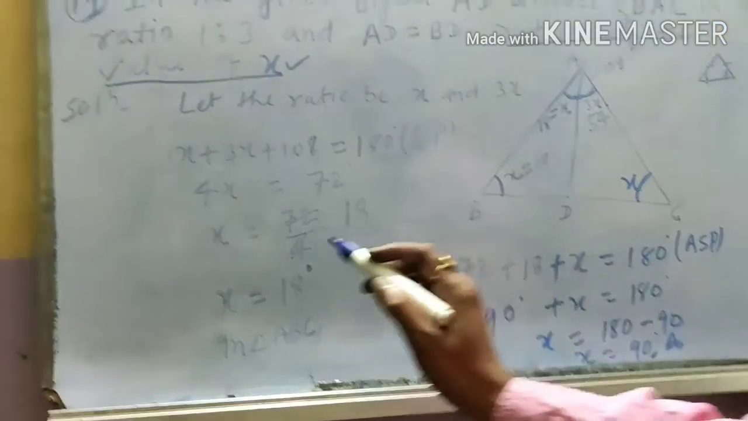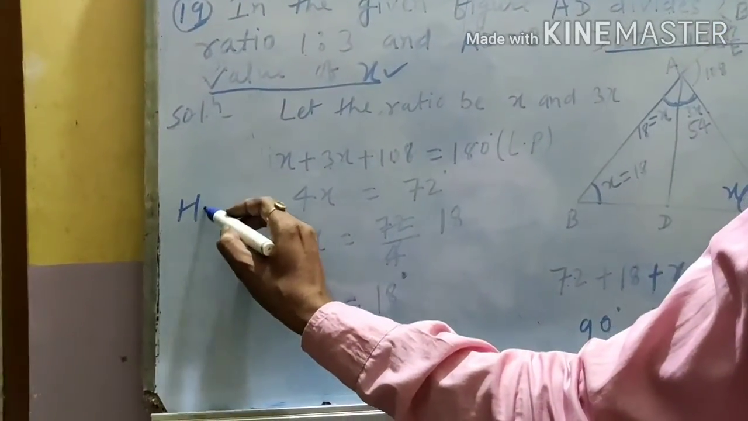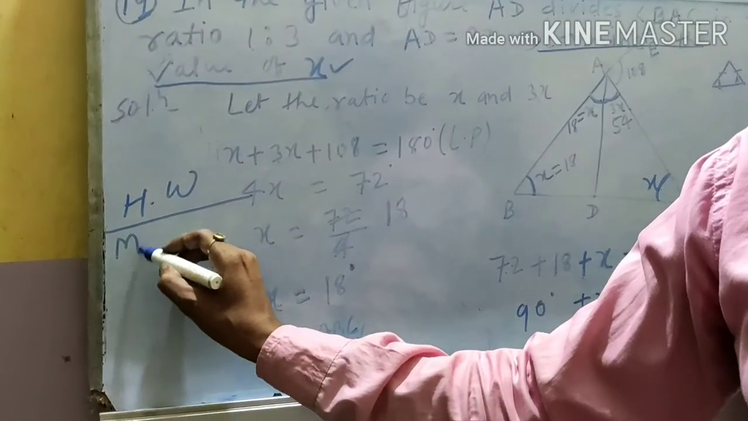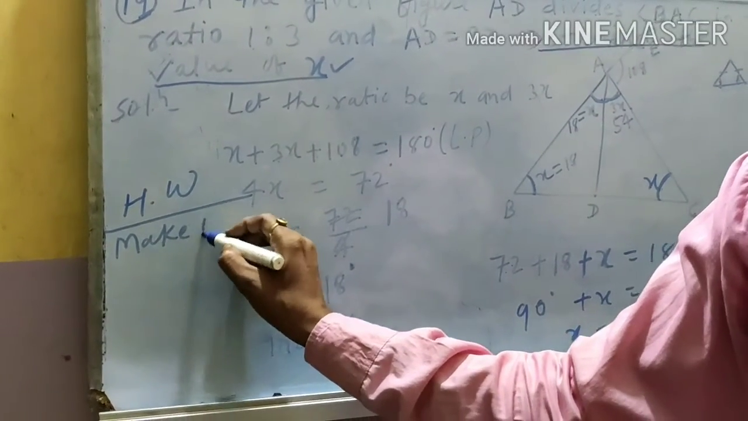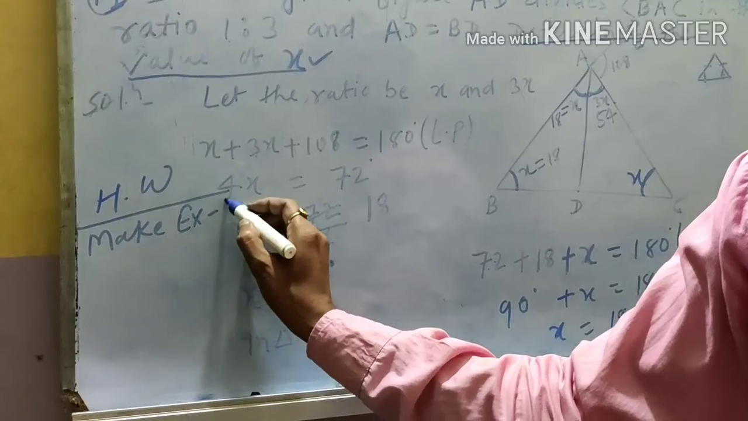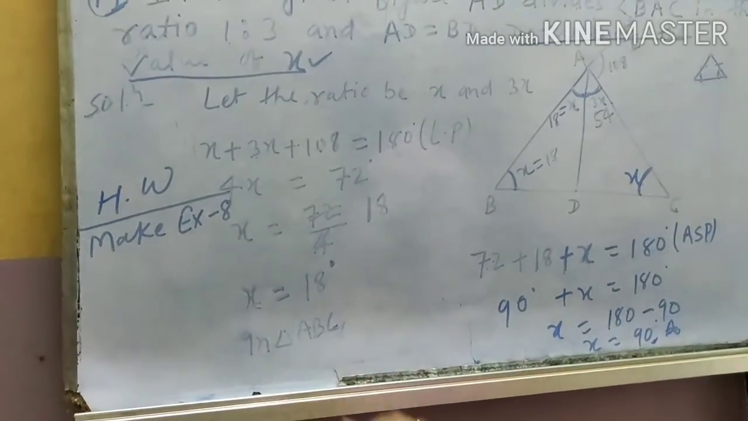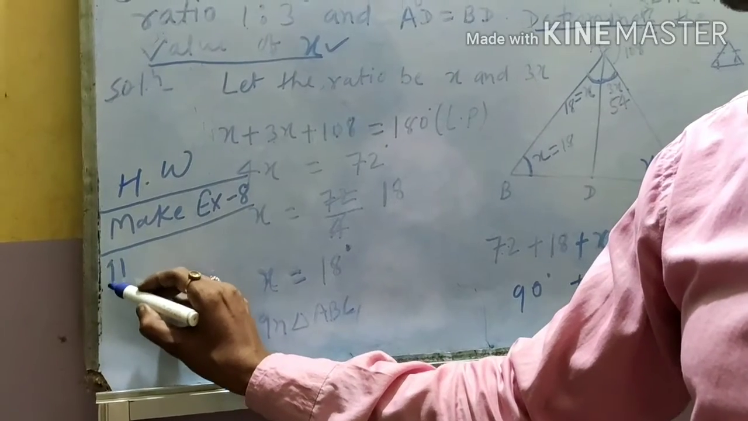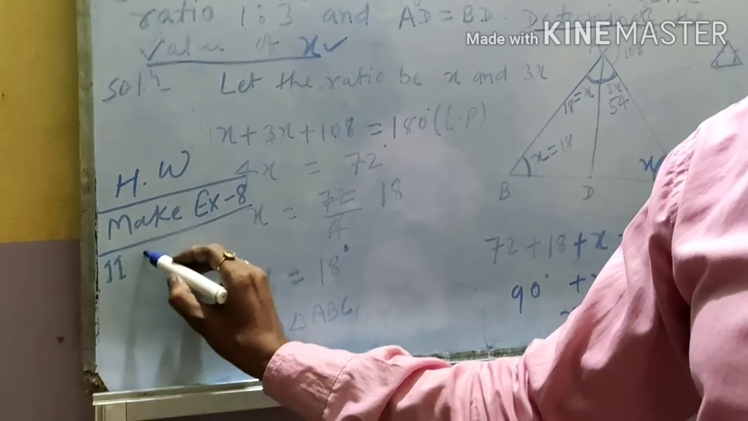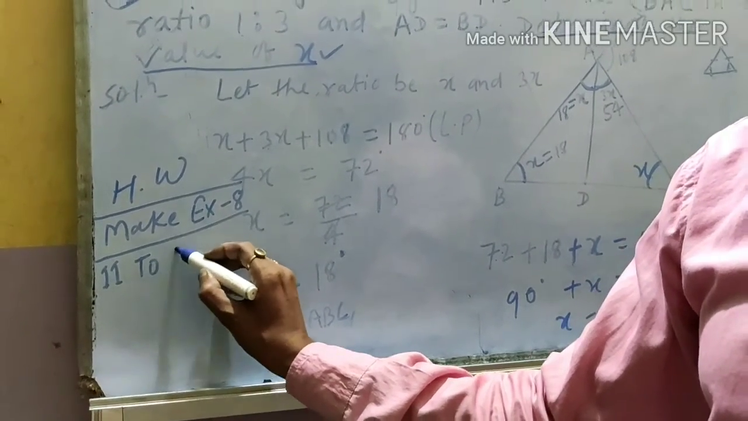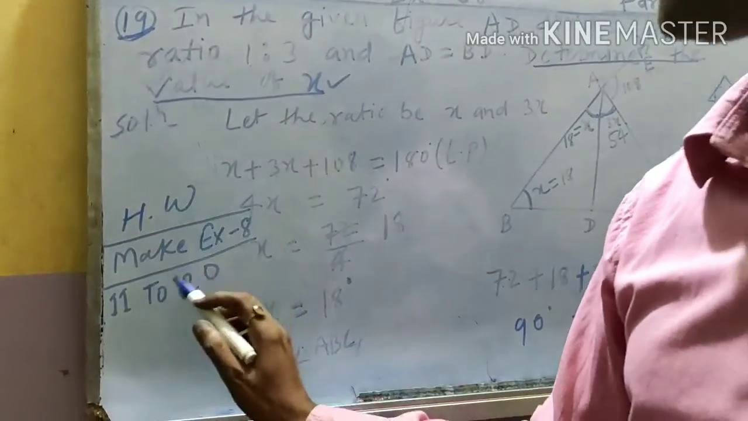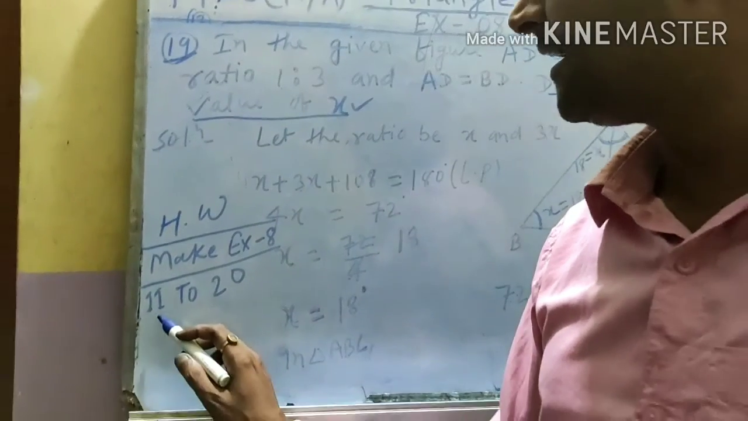Okay, student. So today's homework is, student, make exercise 8, question number 11 to 20. This question is 19, student. So make exercise 8 question number 11 to 20.